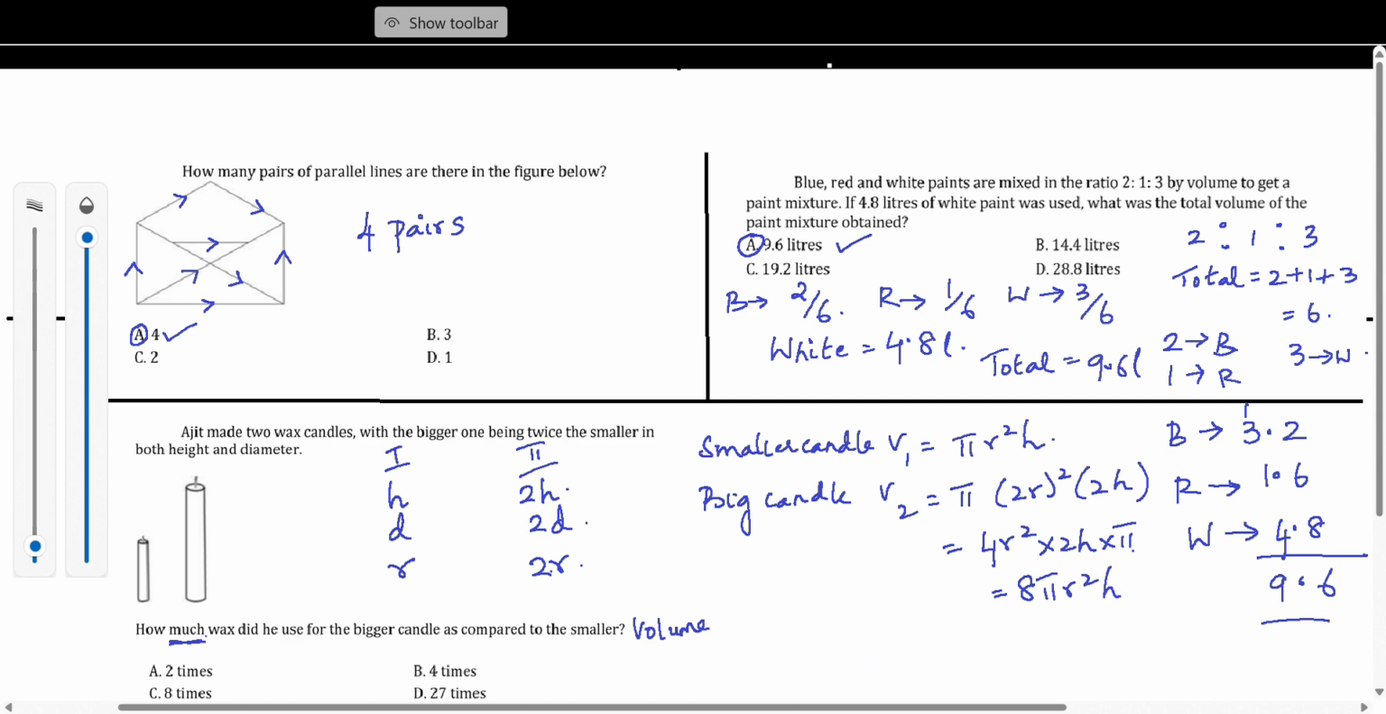So how much did you use for the big as compared to the small? As compared means ratio or division. So V2 by V1, the bigger volume by smaller volume is 8 pi r squared h by pi r squared h. Everything else cancels out, leaving the 8. So which means it is 8 is to 1 or 8 by 1 or 8 times the smaller one. That is the inference here. So the answer for this question will be option C, 8.